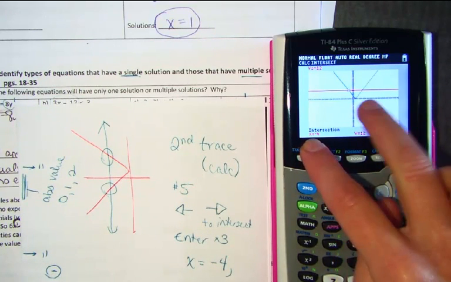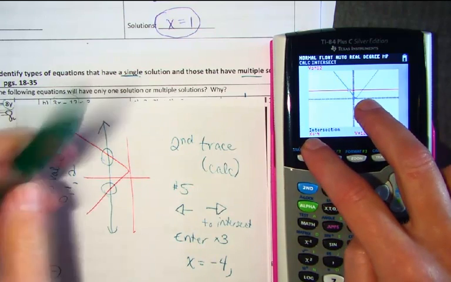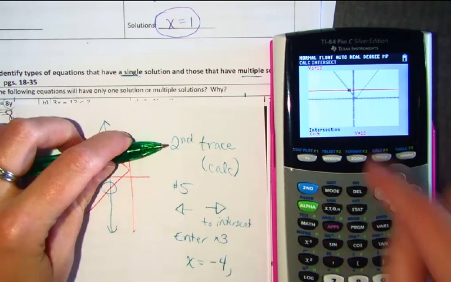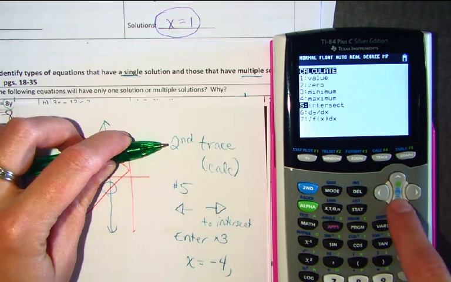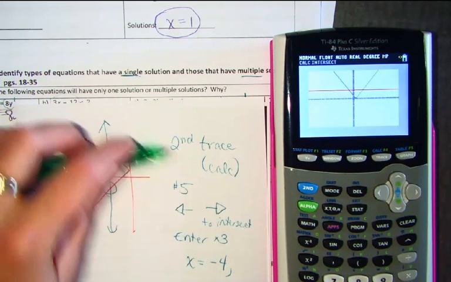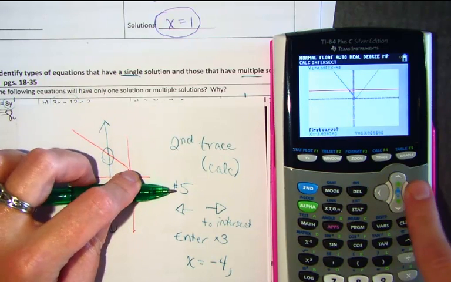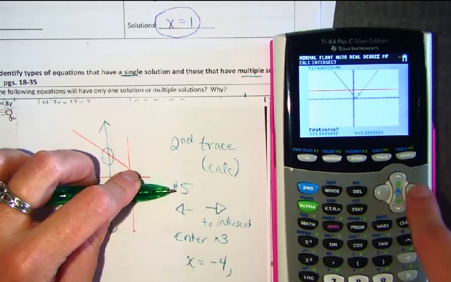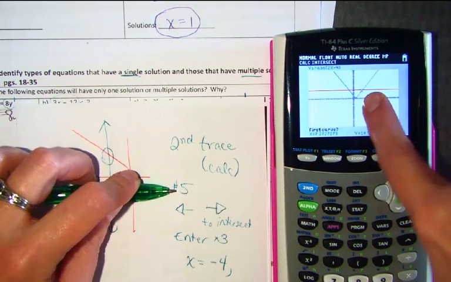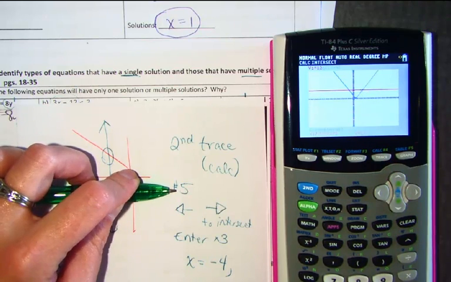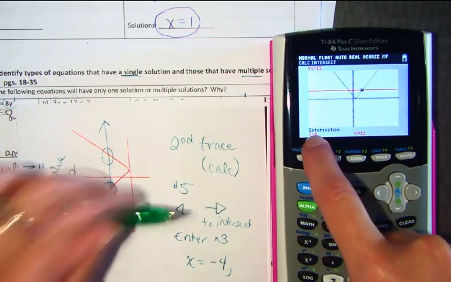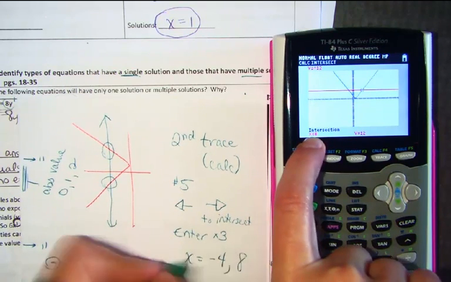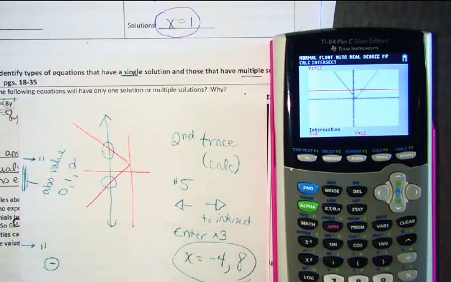To find the other one, I have to repeat this process again, this time putting my cursor at the other one. Second trace, intersect, enter. Move my cursor to the right this time until I'm kind of close to this intersection. Enter, enter, enter. Intersection this time at x equals 8. So I can find those two solutions.